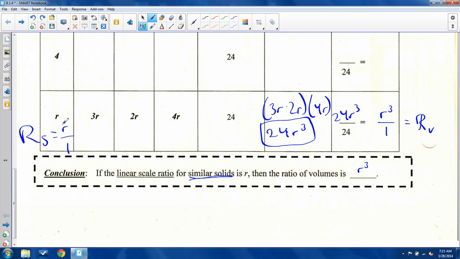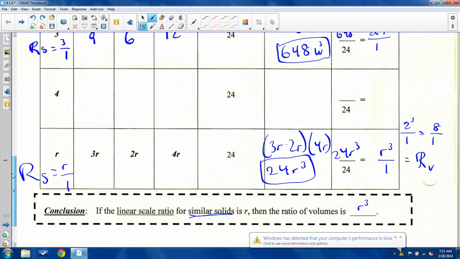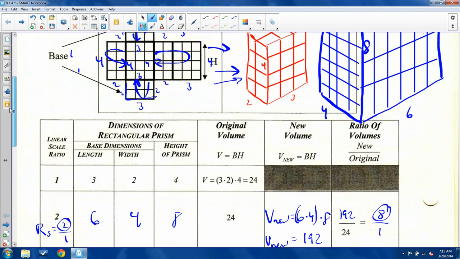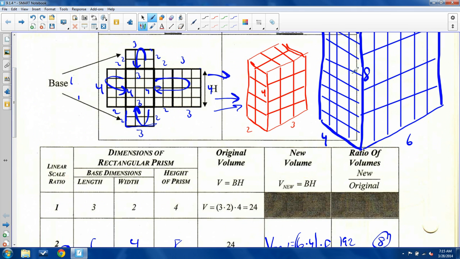What that means is, if my linear scale ratio is 2 to 1, then my ratio of volumes is 2 cubed to 1. 2 cubed is 8. That's where we got 8 to 1 earlier. If you go back up, this was 2 to 1, linear scale ratio. Ratio of volumes is 8 to 1. Because I grew every side by 2, I can now fit 8 of these into here.